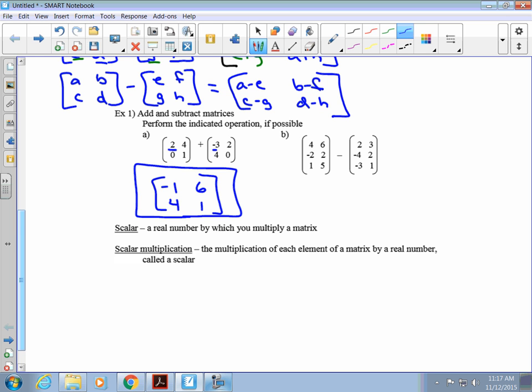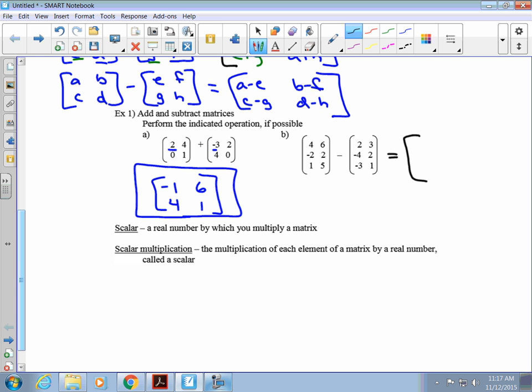So we're going to do the same thing with the subtraction. Now this is a 3 by 2 matrix, 3 rows, 2 columns. And the second one is 3 rows and 2 columns. So we can do those. They have the same dimensions. So we're going to subtract them.